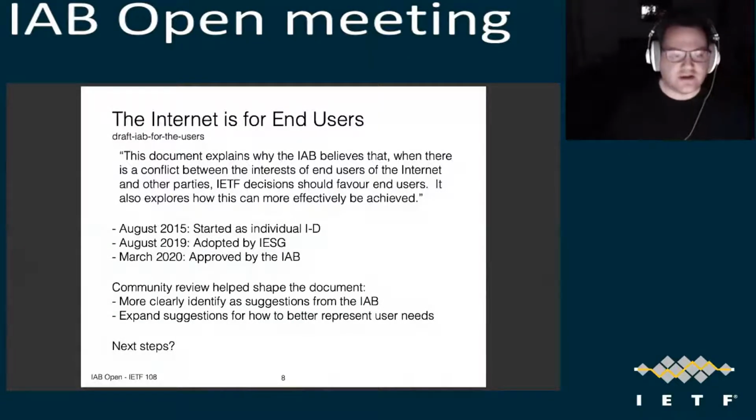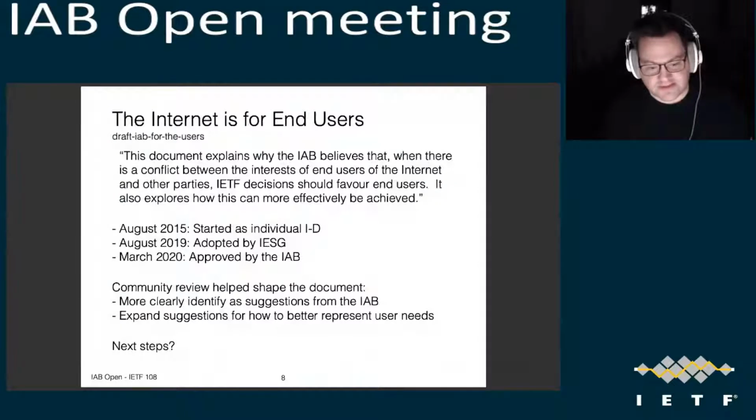So draft IAB for the users is a document, if you recall. The abstract is here. It explains why the IAB believes that when there's a conflict between the interest of end users of the internet and other parties, IETF decisions should favor end users. And it also explores how this can be more effectively achieved. This started a while back in August 2015 as an individual draft, was adopted by the IESG in the middle of last year, and then approved earlier this year after a few rounds of community review.